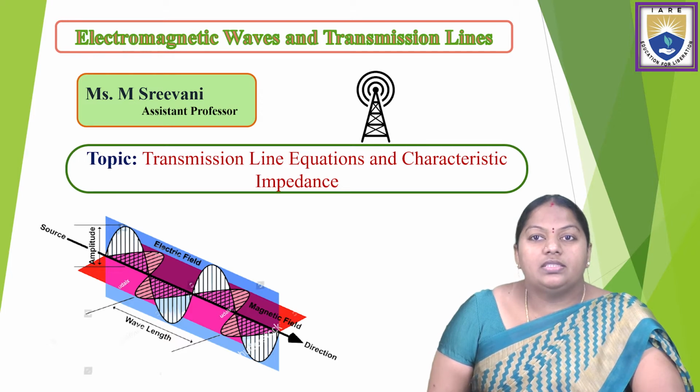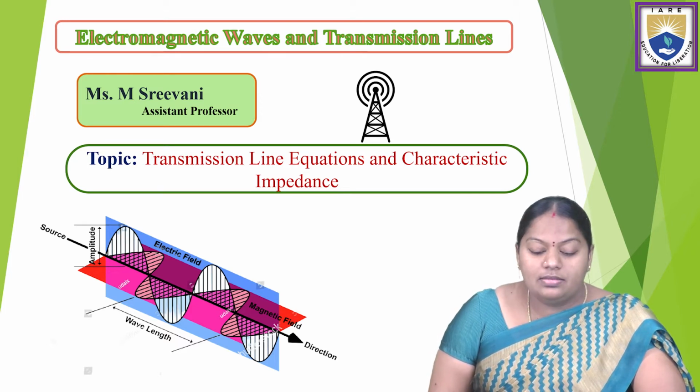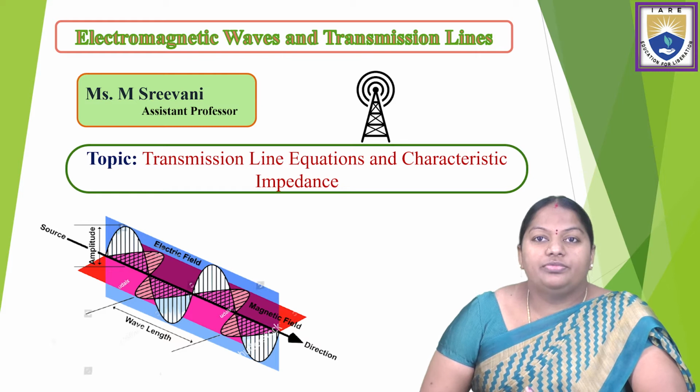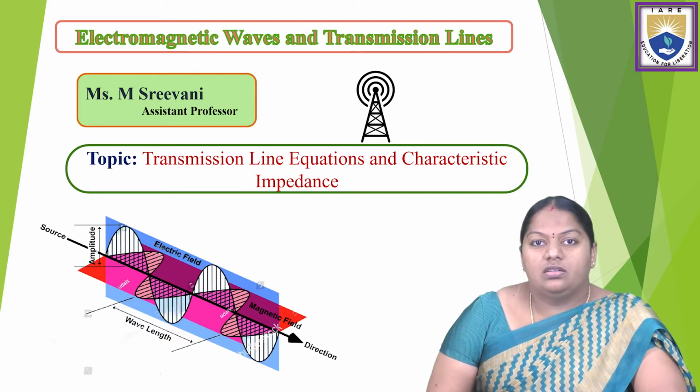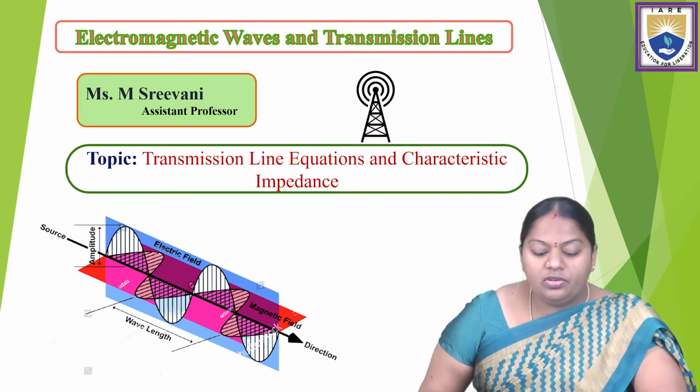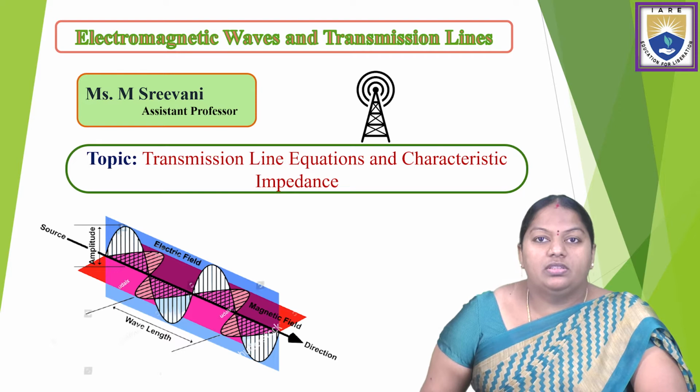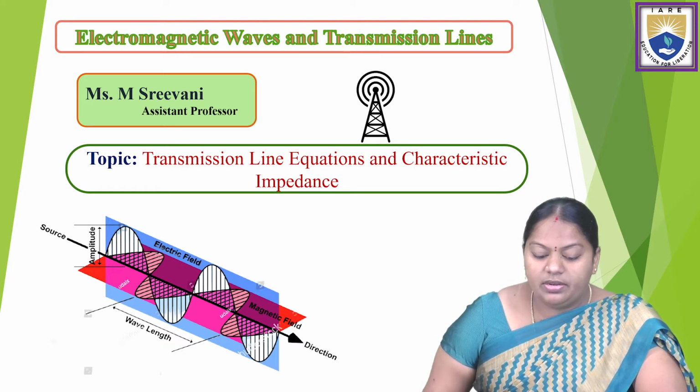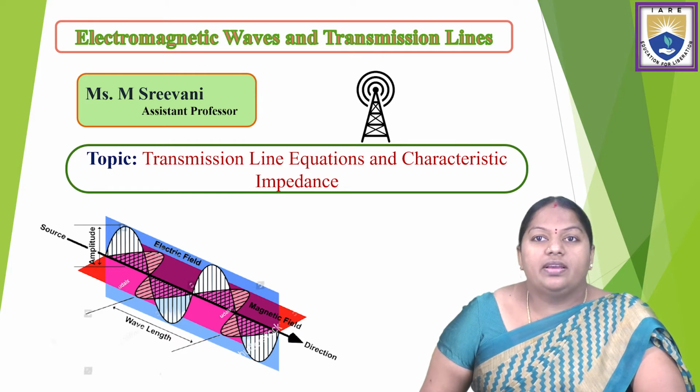In today's lecture, we are going to learn about one of the topics in electromagnetic waves and transmission lines: the transmission line equation, followed by the secondary parameter of a transmission line called characteristic impedance. Before deriving the equation for this characteristic impedance, first let me introduce the transmission line equations.